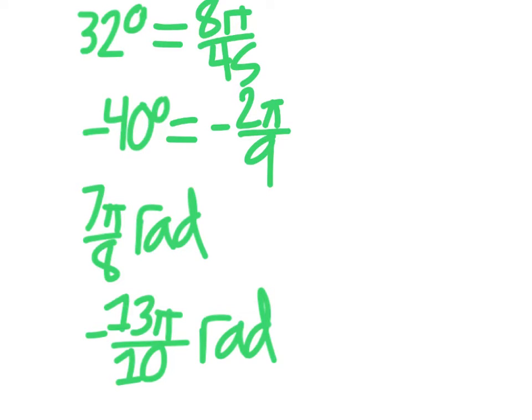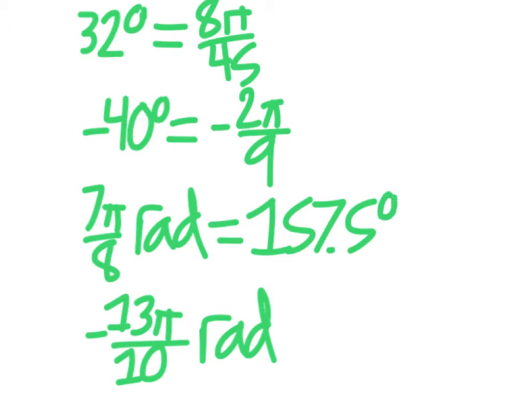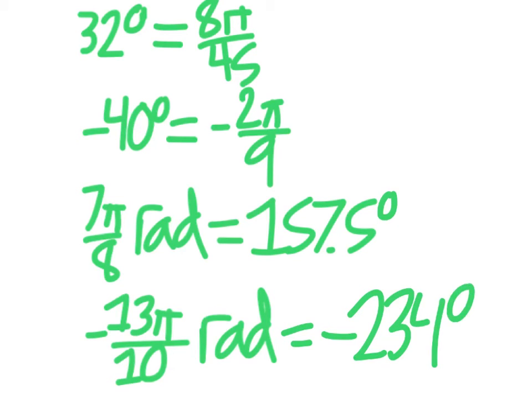And then for 7 pi over 8 radians, converting that to degrees, we would multiply that by 180 over pi radians, which would get us 157.5 degrees. And if we wanted to convert negative 13 pi over 10 radians, we would multiply it once again by 180 over pi radians, which would get us negative 234 degrees. And that is all you need to know about angles of rotation and radian measure.